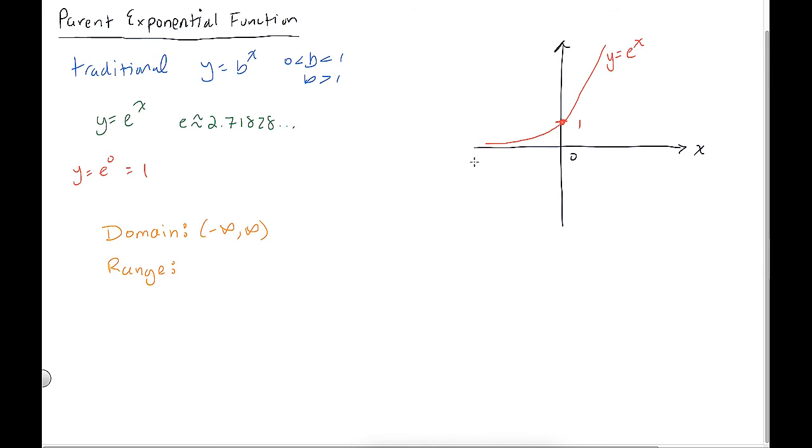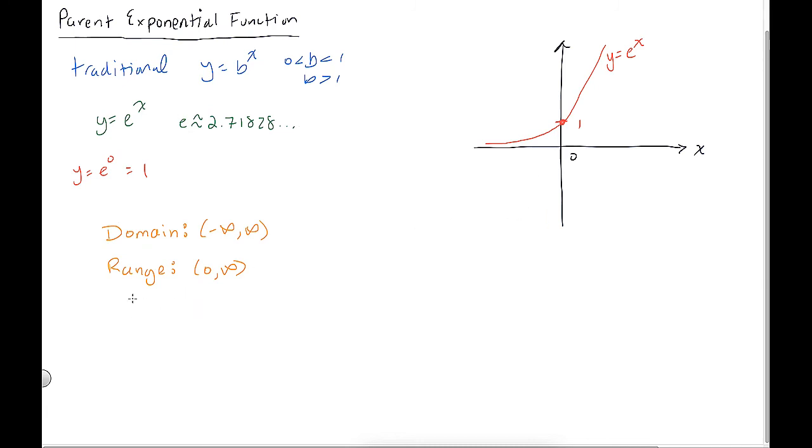The only way that happens is if you were to apply some sort of transformation to the function, specifically a vertical translation. So this range is 0 to positive infinity. It will never actually reach 0, but it's going to get infinitely close to 0.